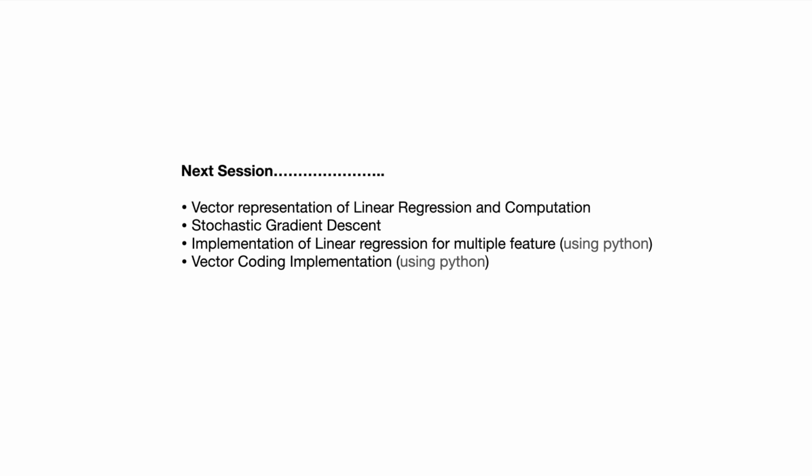Okay, so today we learned linear regression for one feature. In the next session, we are going to learn linear regression for multiple features, and how we can take the help of vector algebra in order to solve that issue. And after that, we are going to implement whatever we learn. So basically, we are going to implement linear regression for multiple features using a normal approach and using a vector approach as well. So yeah, that is about the next session.